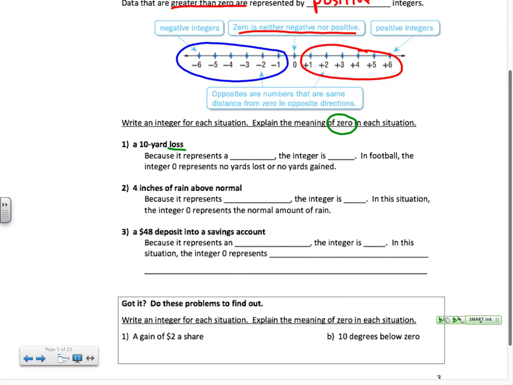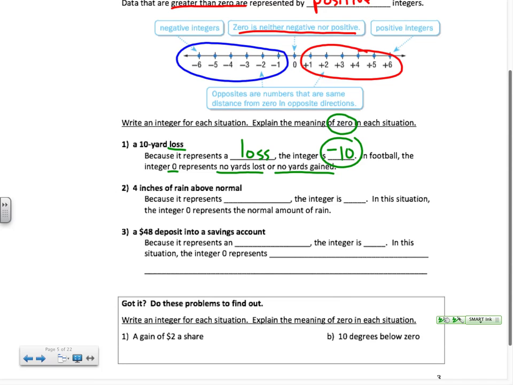So because it represents a loss, the integer is negative 10. Does that make sense? Okay, a 10-yard loss, we can write it like that mathematically. That's our math code. That little dash sign in front of the 10 just means negative. There's a loss in football. So here's the situation: the integer 0 represents no yards lost or no yards gained. So if you start at 0, we haven't gone in either direction, right? No yards lost, no yards gained.